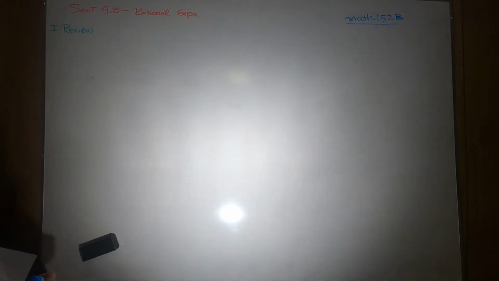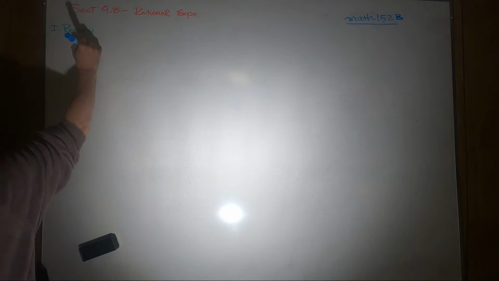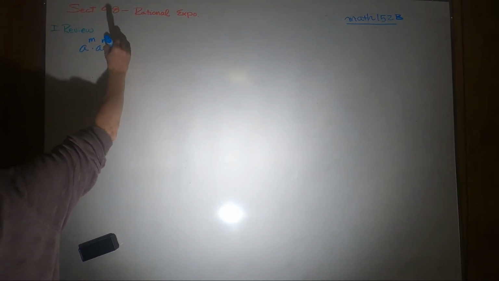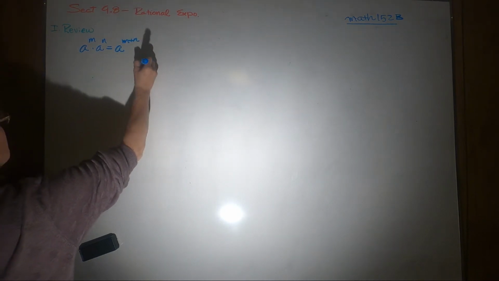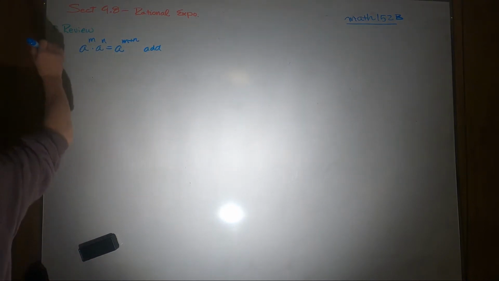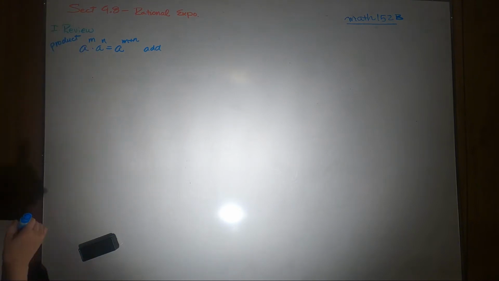So we keep reviewing the properties of exponents, okay? We did this, right? a^m times a^n, same base. So how many a's are there? m plus n, right? We will add the exponents. Then we call this the product property.